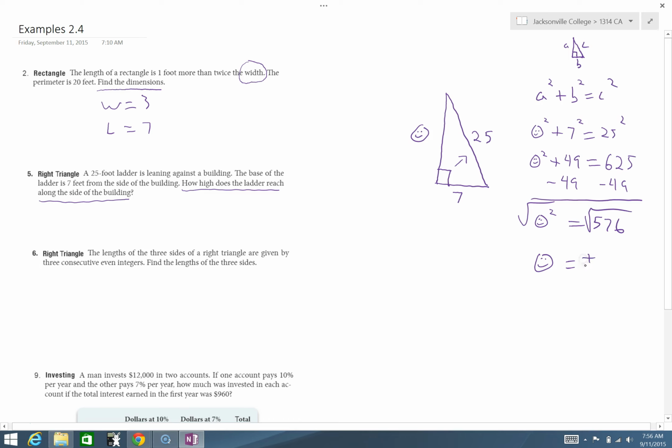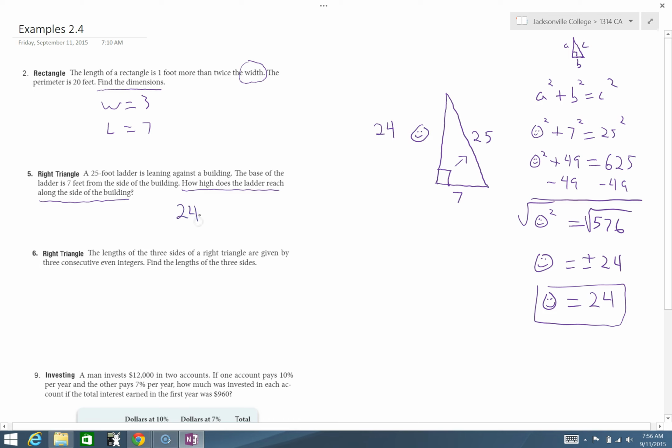We do say positive and negative 24, but we're talking about a length here, and length cannot be negative, so the only solution to our problem in context is positive 24, not the negative side of it. So the length of how high the ladder reaches is 24.